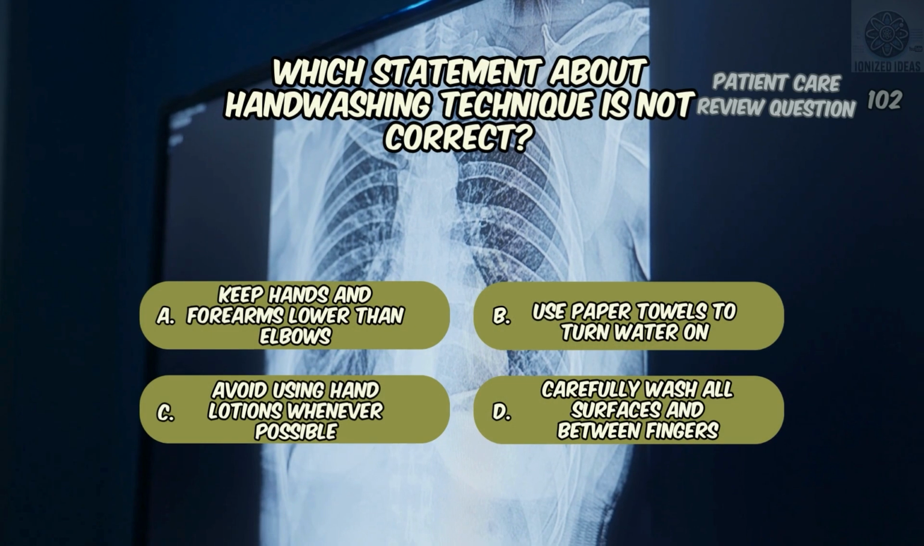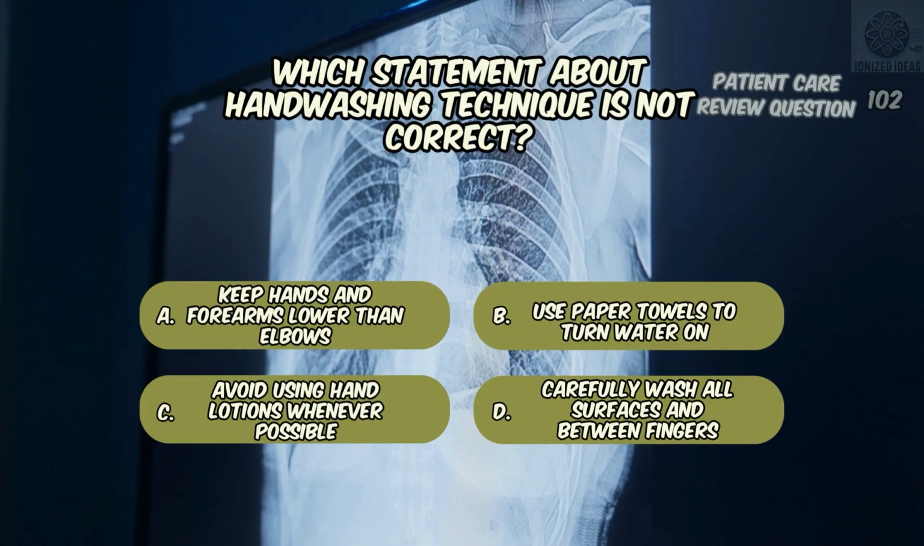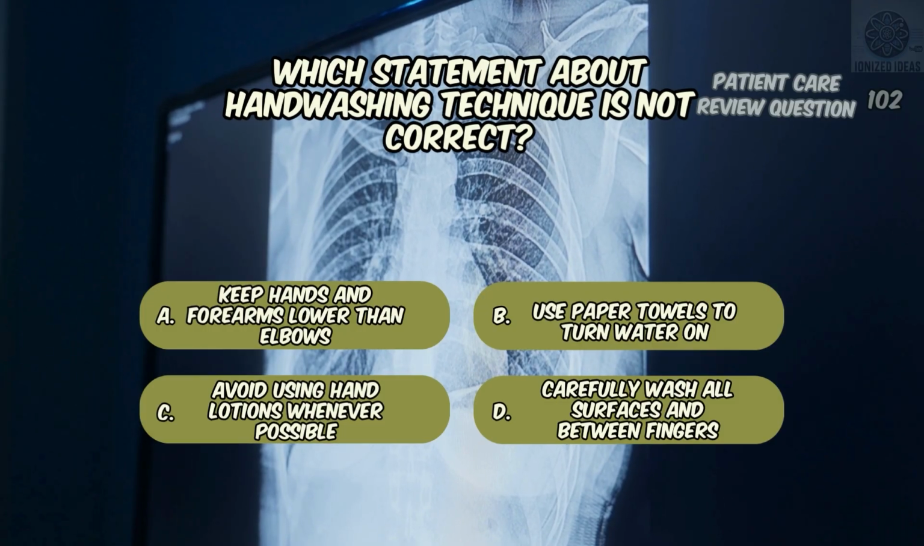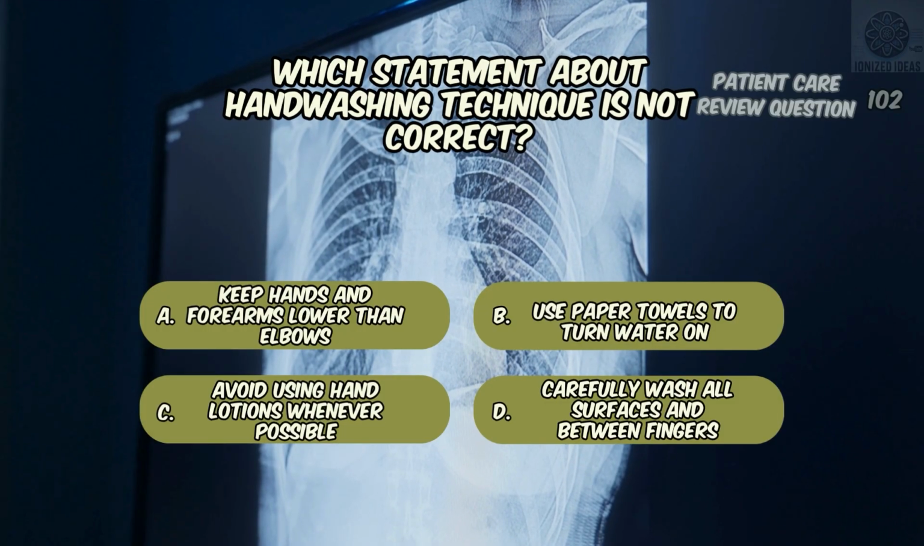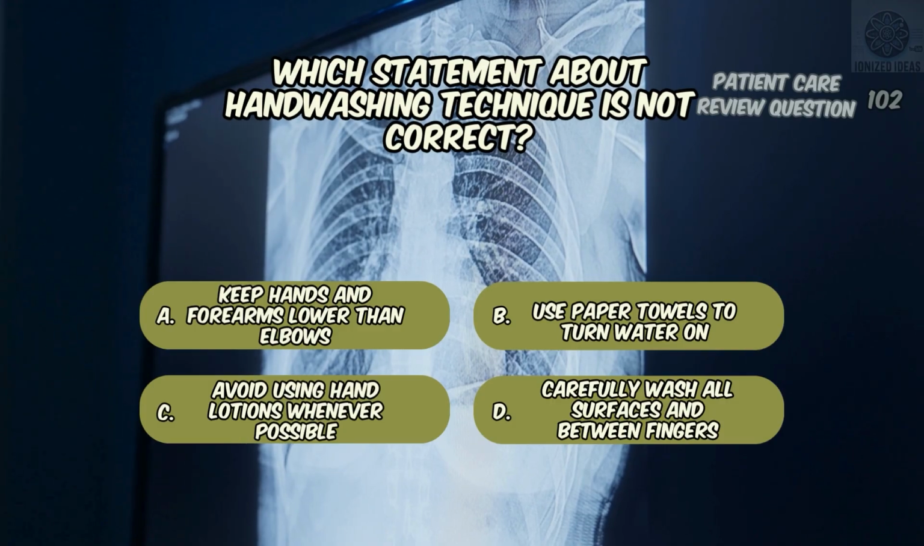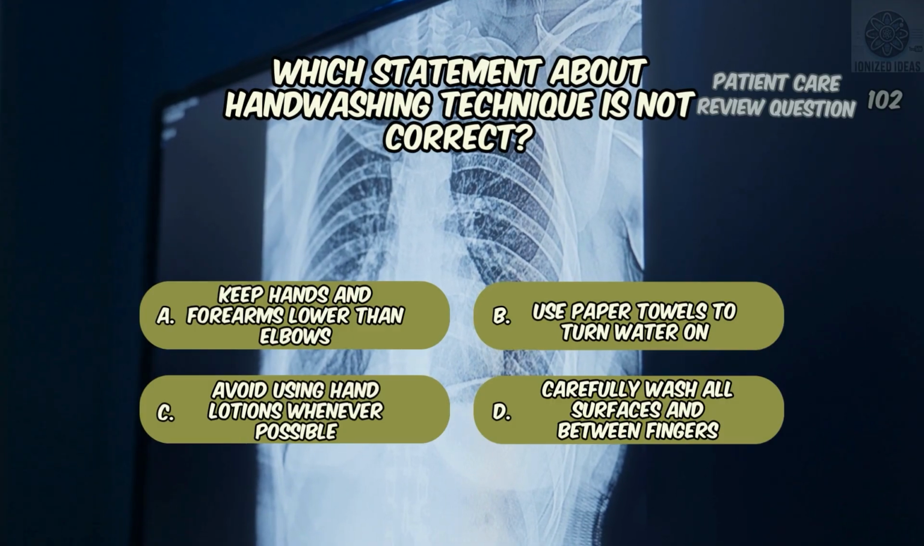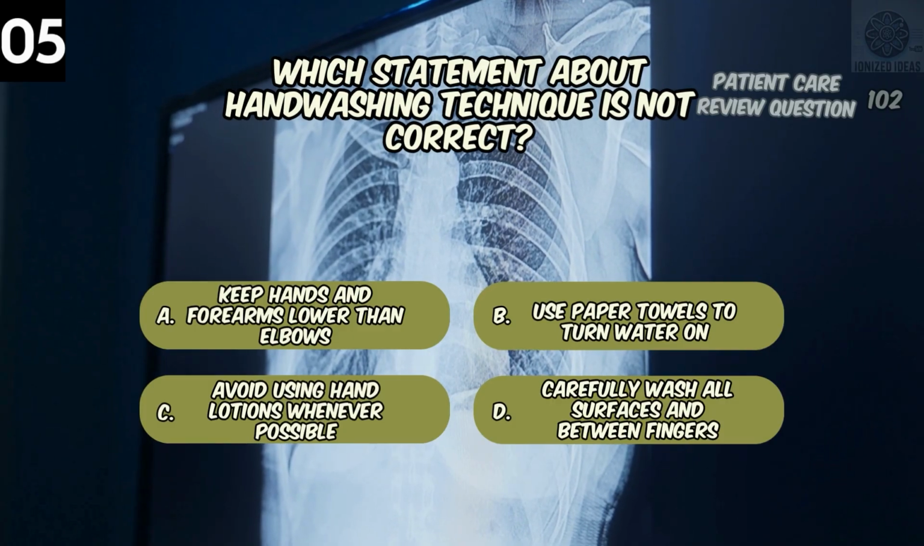Which statement about hand-washing technique is not correct? A. Keep hands and forearms lower than elbows, B. Use paper towels to turn water on, C. Avoid using hand lotions whenever possible, D. Carefully wash all surfaces in between fingers.